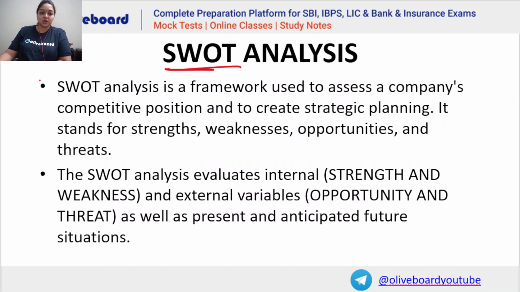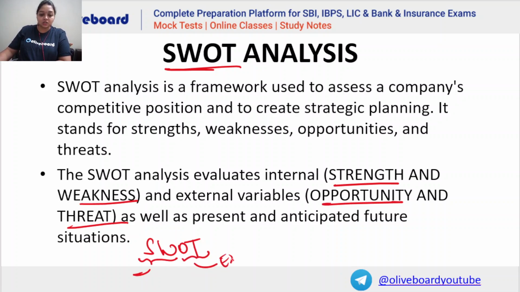This is known as SWOT analysis. So, in SWOT analysis, the expansion is strength, weakness, opportunity and threat. So, SWOT, it has all these expansions. These two, the strength and weaknesses, are internal variables. The opportunities and threats are external variables. That you should remember. That is very, very important, right? So, this is internal variable, this is external variable, right?